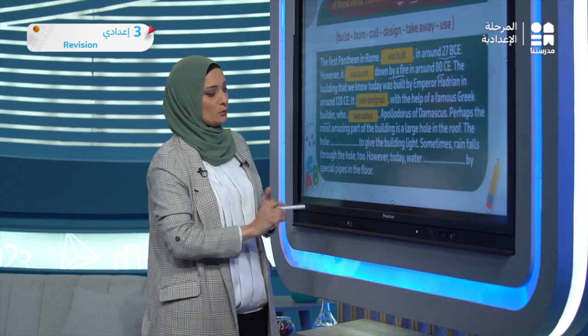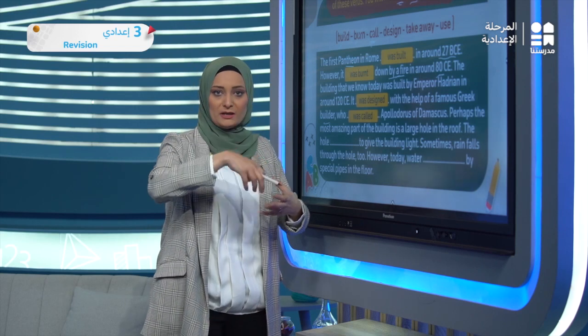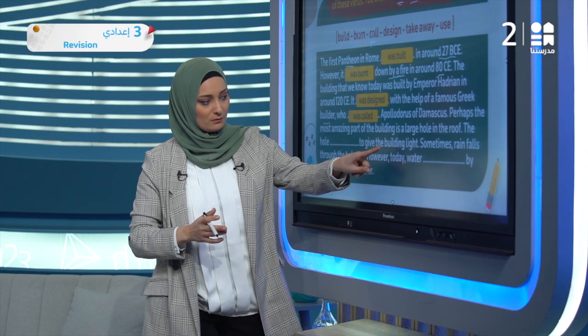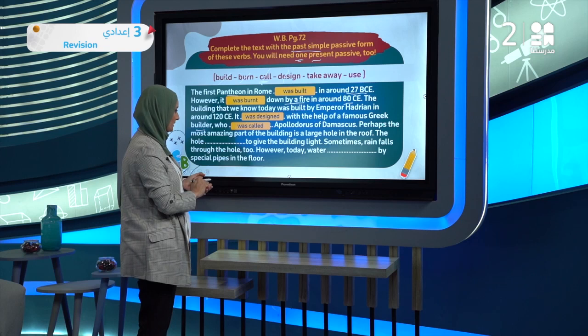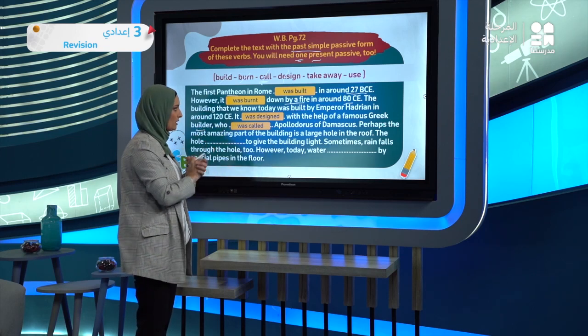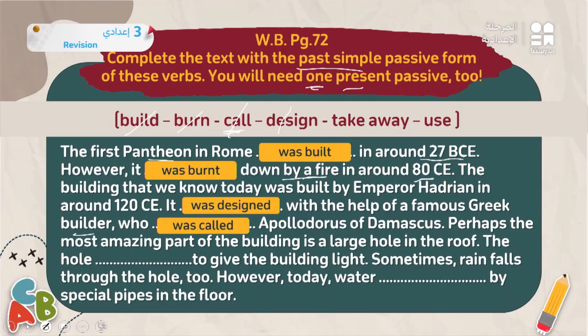What's left is take away and use. The hole was also made by those who built this building, and the purpose of this hole is to let light into the building. Again, all of this is in the past, when it was built and they made the hole and wanted to let light in. So we'll use the verb use, in the past simple passive. So the hole is singular, was used to give the building light. Sometimes rain falls through the hole too.